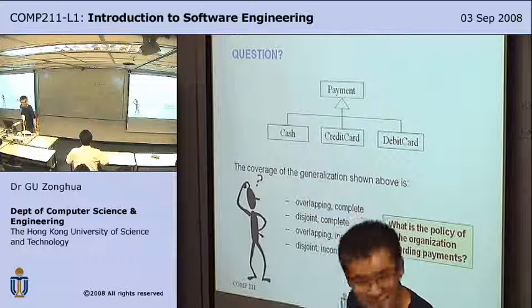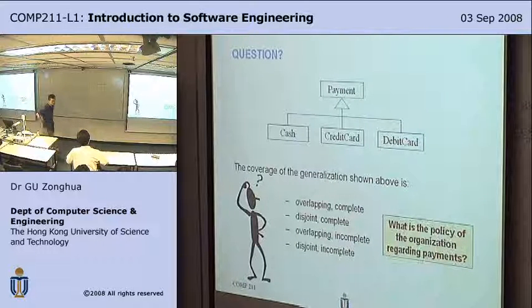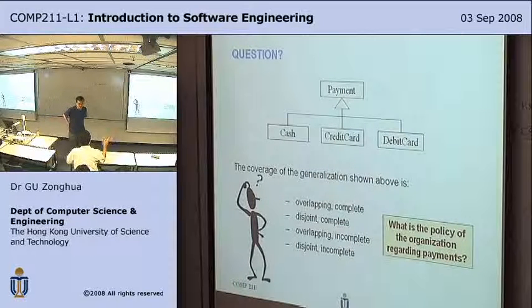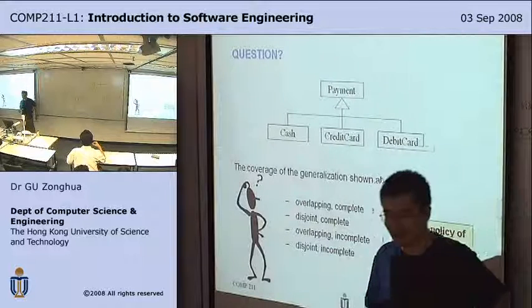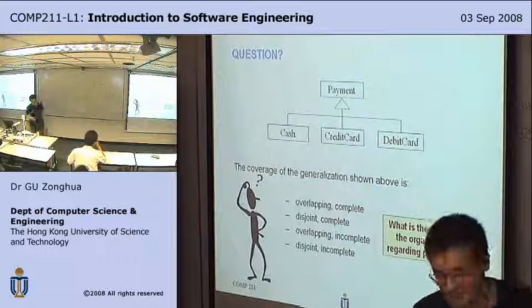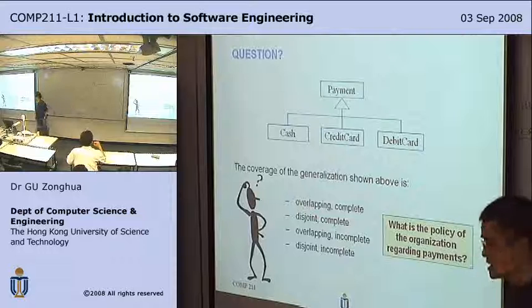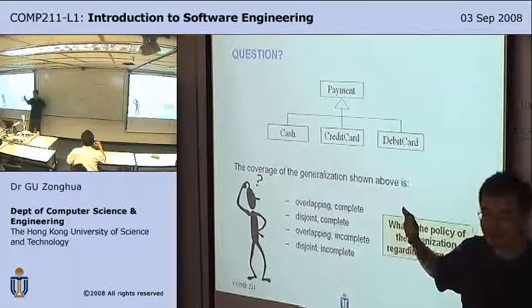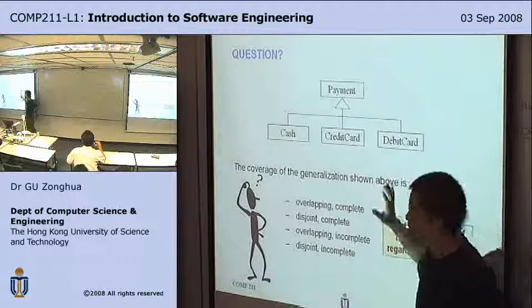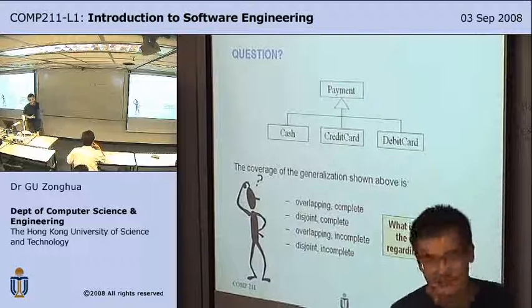What kind of payment is it? Can I pay besides these three, let's say Octopus cards or check? Yeah, that's a very good question. The student asked, can you pay with Octopus card or check or any other payment methods? That's a very good question because it's not shown in the particular class diagram. That's the information you must obtain from your client.